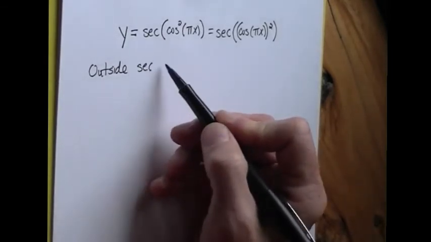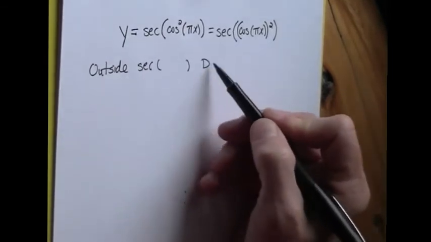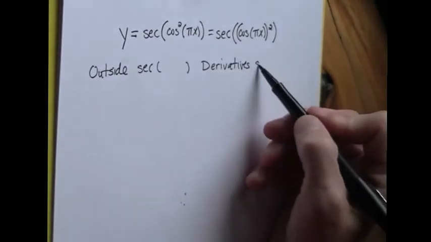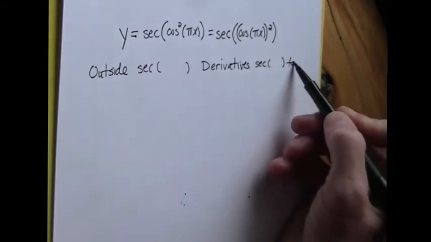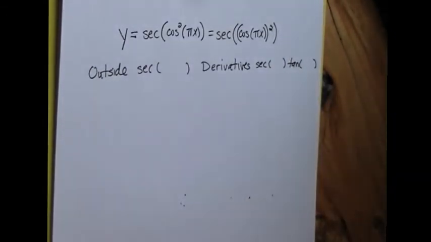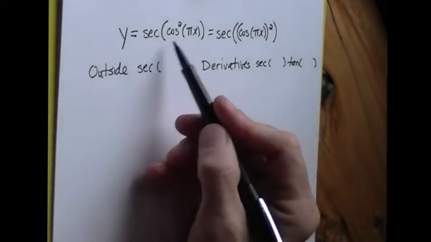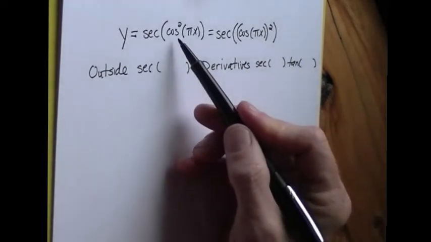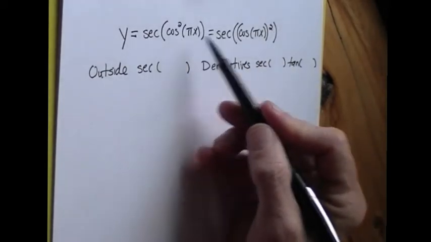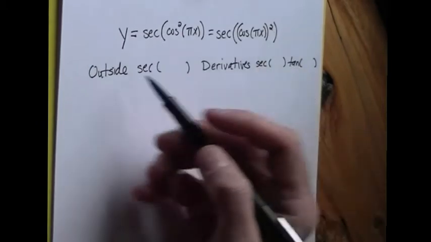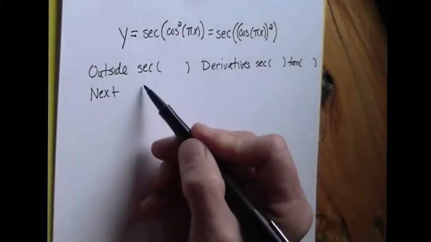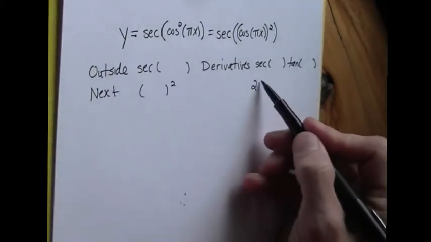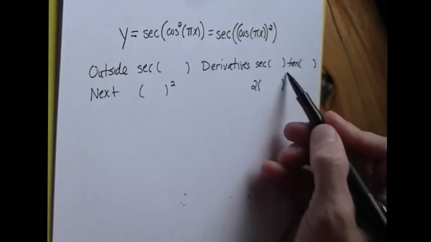In this case it is secant, and you want to identify the derivatives of your functions. And so the derivative of secant is secant times tangent. For this example, the next function, notice, is actually a square. We have cosine squared inside the secant, so the square is actually the next function. So the next function is something being squared. The derivative of that, following the power rule, will be 2 times something to the first power.